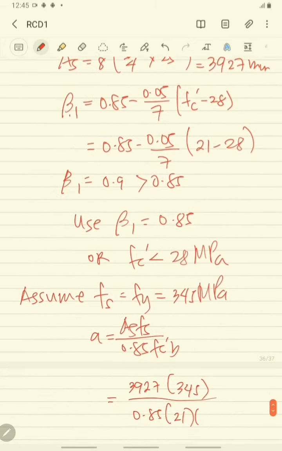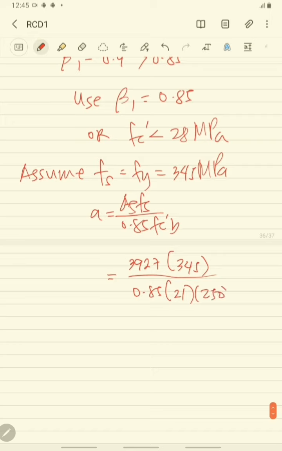So a is equal to 3927 times 345 divided by 0.85 divided by 21 divided by 250, and that is equal to 303.6 mm.